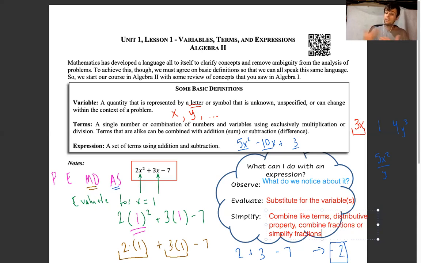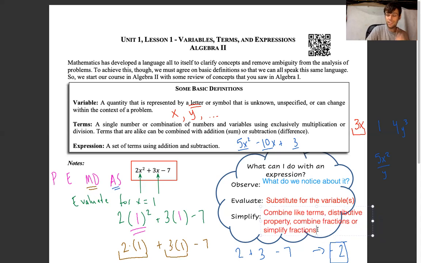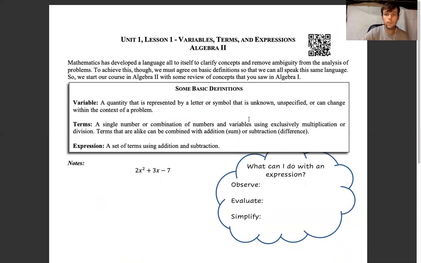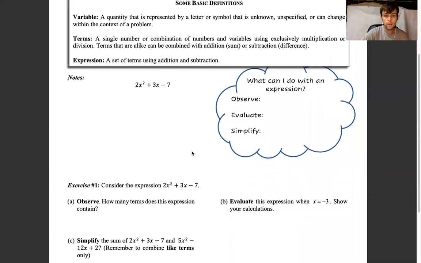There are a lot of different things that fall in this category of simplifying an expression. These are just a few of the things that are fairly common. All right. We'll go ahead and move down and answer some questions about this expression below. So I'm going to go ahead and do that.